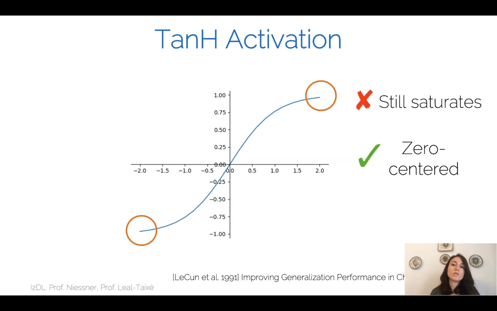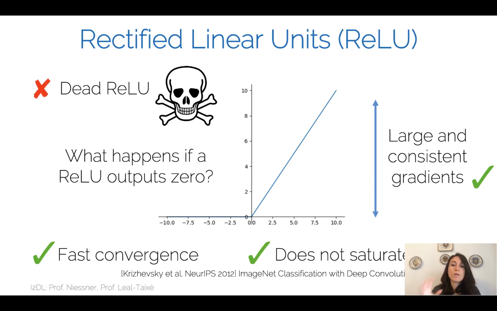We then moved to TanH activations. These still have the problem of the saturation, but they are zero-centered, and we discussed in the last lecture why not having zero-centered outputs is a bad idea. But we then moved to the ReLU units, the rectified linear units, which are the units that we mostly use, especially with convolutional neural networks. These give large and consistent gradients during backpropagation. You can see here a consistent slope in the ReLU function. They do not saturate, and they provide a fast convergence of convolutional neural networks.